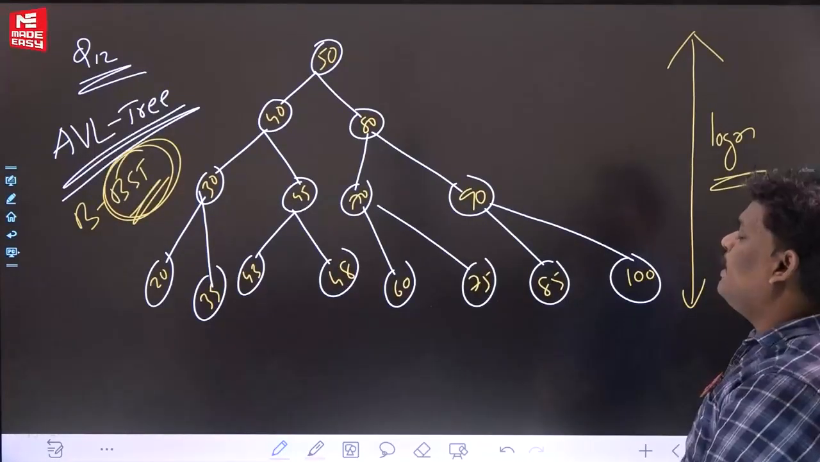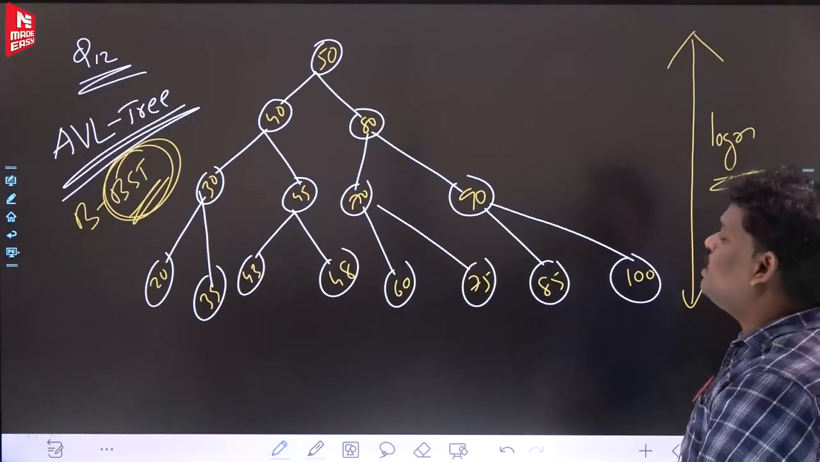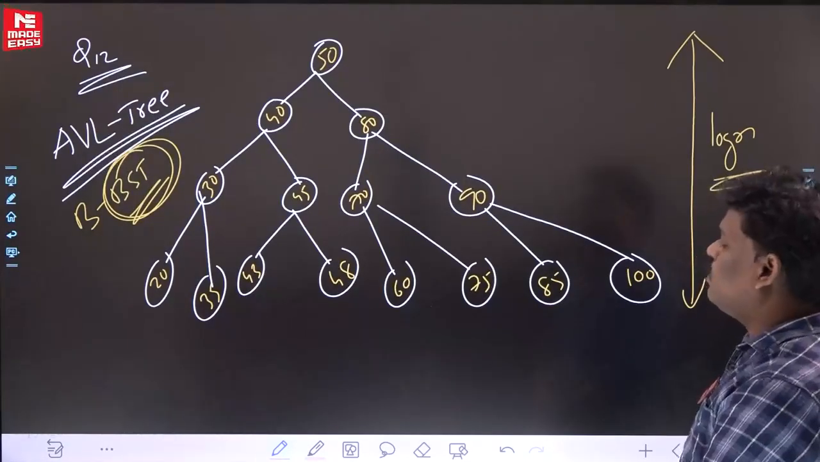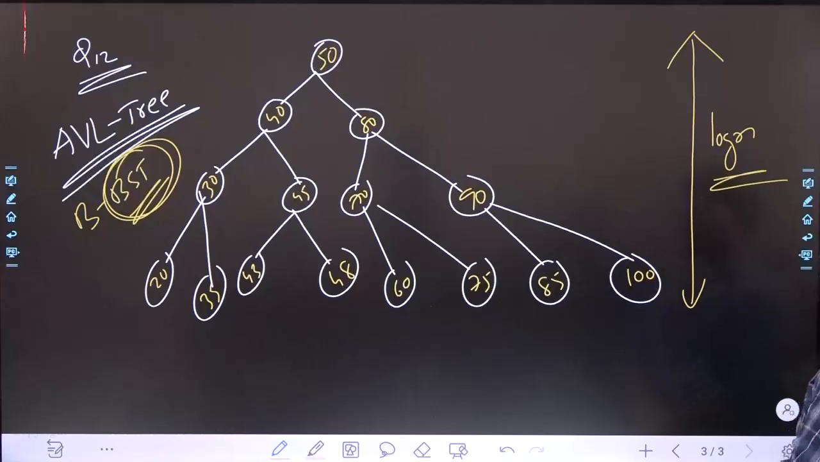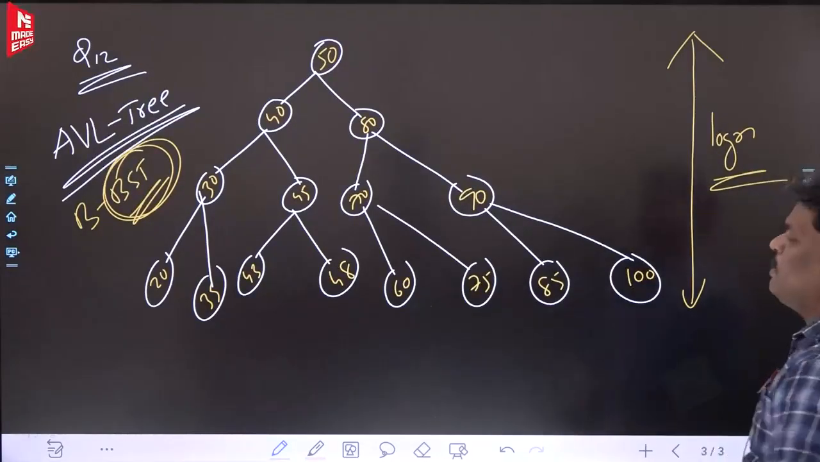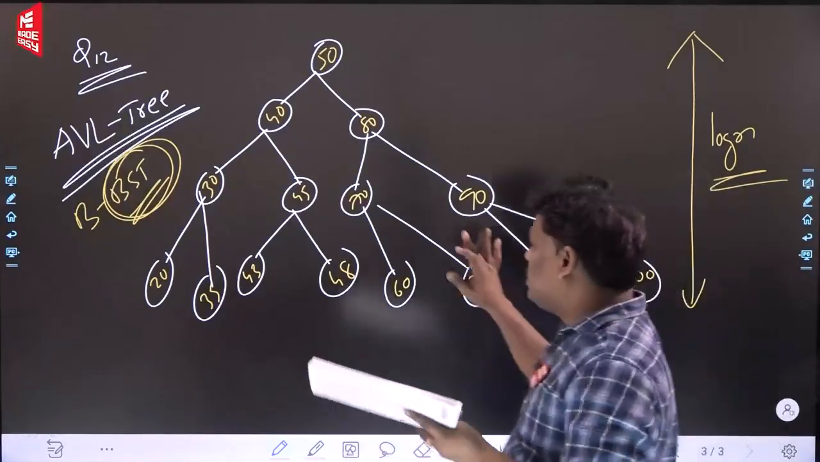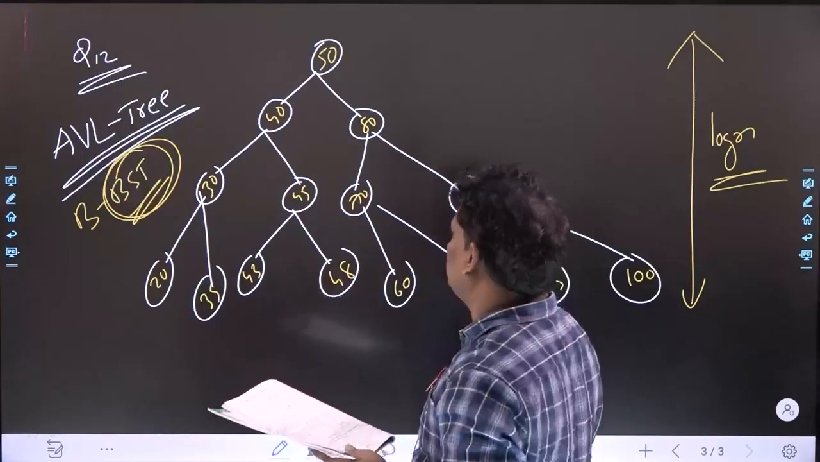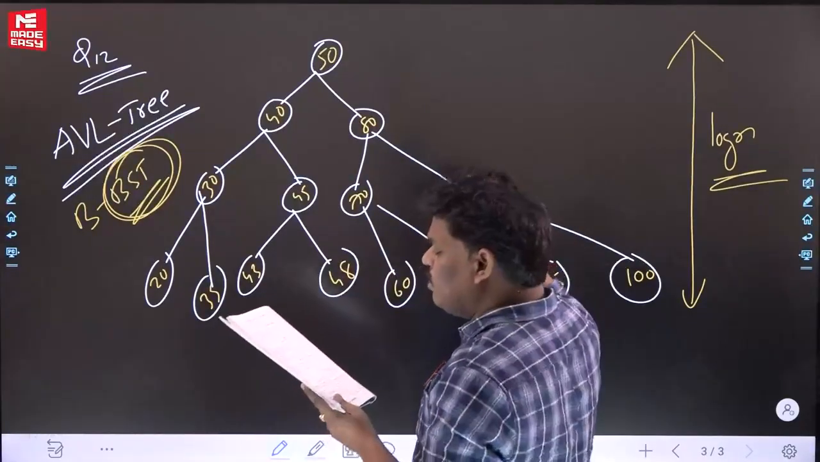Now let me see once again. Question number 12 is talking about balanced BST, which is also called AVL tree. AVL tree with n nodes will have log n levels. And one more, because it is a BST, left smaller, right greater. Please be careful. After getting this entire story, now you can check. In this tree, what are you checking?